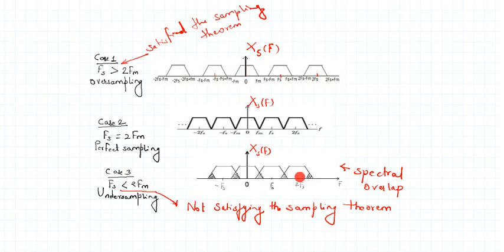So this clearly tells us the significance of the sampling theorem, friends. If we choose a sampling frequency according to the sampling theorem, we get an output of this form where there is no spectral overlap. And if we do not satisfy the sampling theorem, we get an output where there is a spectral overlap. Now the question is, what is the significance of such an output? Let us discuss it with respect to this example.